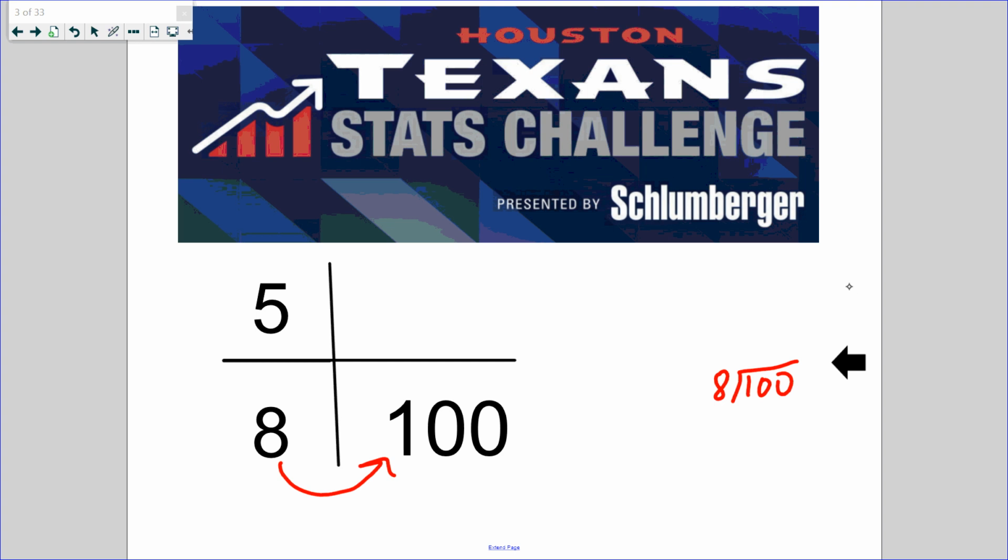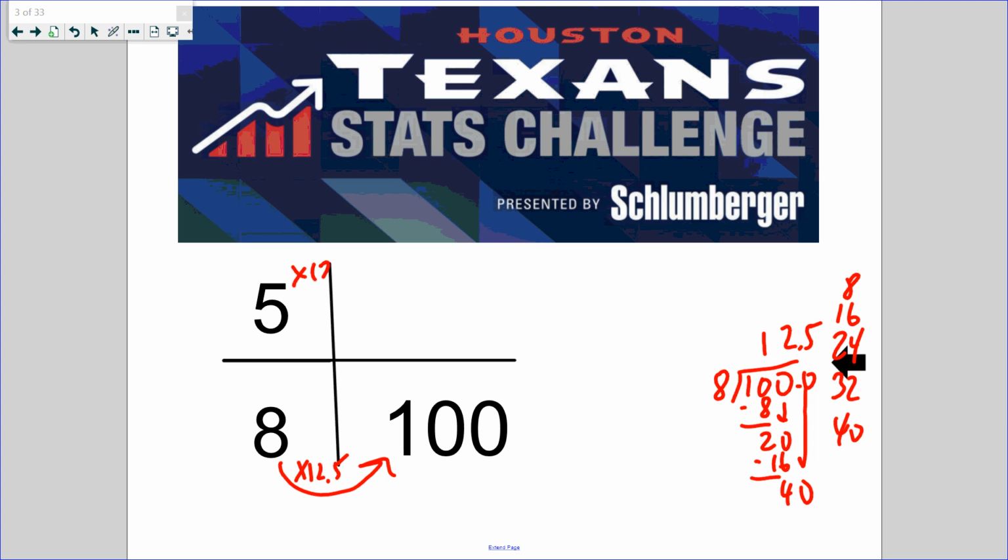Well, let's figure it out. 8, 16, 24, 32, 40. 8 goes in 10 one time. How many 8s go in 20? 2 times. 20 minus 16 is 4, and so on. How many 8s go in 40? 5 times. So it's times 12.5. 5 times 12.5, 25, carry the 2. 10 plus 2 is 12. Carry 1 is 62.5. And that's more than half, so 62.5%.